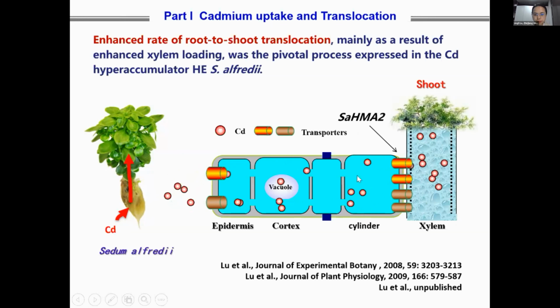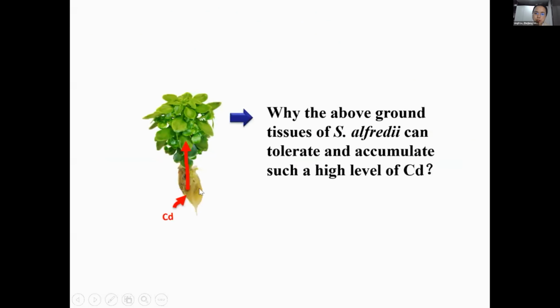And this is because there are very efficient cadmium transporters in the xylem and also cadmium uptake processes, such as HMA2. These transport genes were highly expressed for the xylem loading of the cadmium. But the next question is, if such high cadmium was moved to the shoots, why can the aboveground tissues of these plant species tolerate or accumulate such a high level of cadmium?